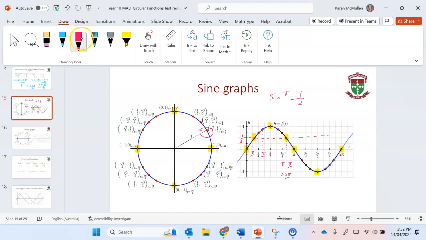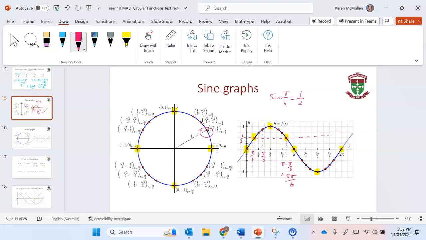Pi on 6. So it's pi on 6. That's pi on 3. Pi on 6. So that is pi minus pi on 6, which is 5 pi on 6. Sorry, I'm rushing and making errors.